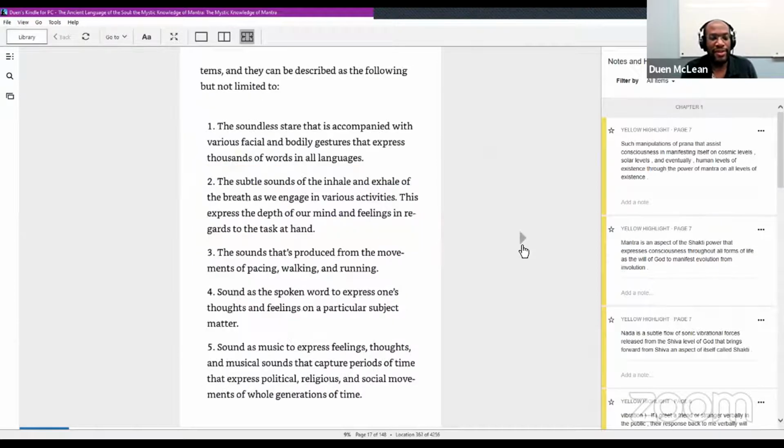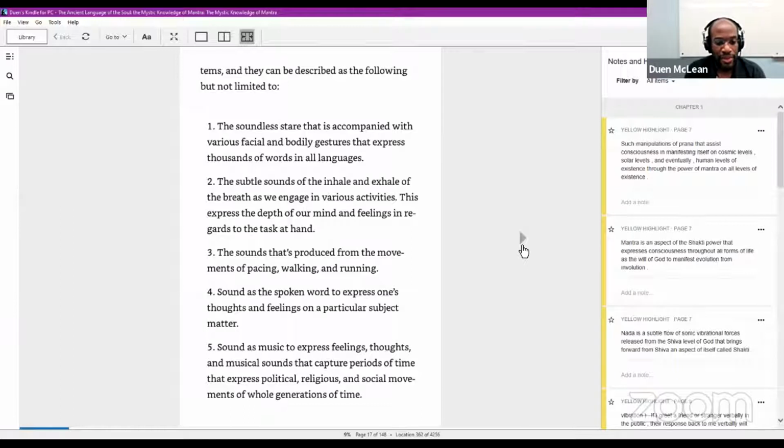And they can be described as the following, but are not limited to: one, the soundless state that is accompanied with various facial and bodily gestures that express thousands of words in all languages. Two, the subtle sounds of the inhale and exhale of the breath as we engage in various activities. This expresses the depth of our mind and feeling in regards to the task at hand. Number three, the sounds that are produced from the movements of pacing, walking, and running. Four, sound as the spoken word to express one's thoughts and feelings on a particular subject matter.